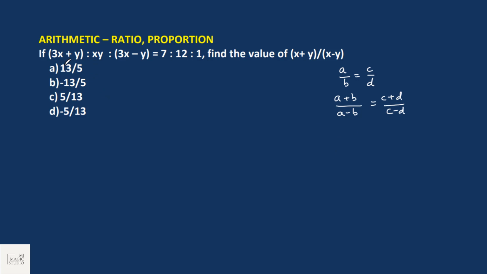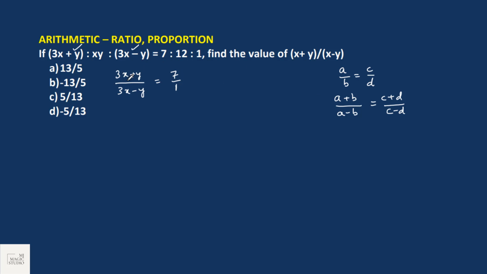Okay, something is given in proportion. Find the value of x plus y upon x minus y. That means we just need to try and identify the value of x upon y. Let me take the first and the last one only. 3x plus y upon 3x minus y is 7 by 1.